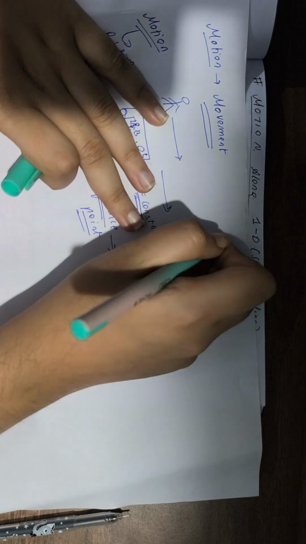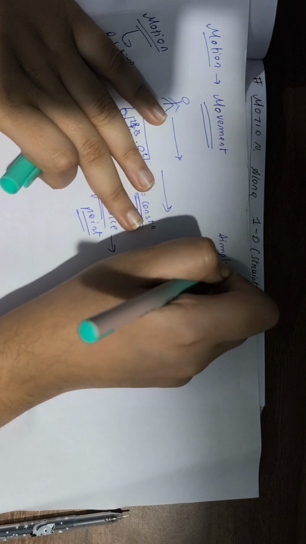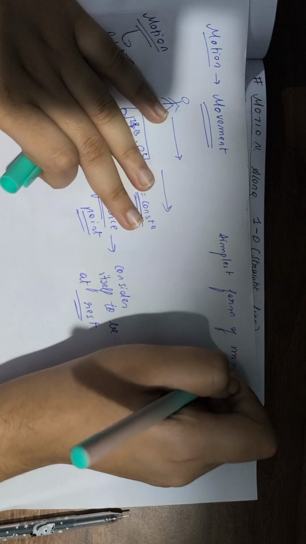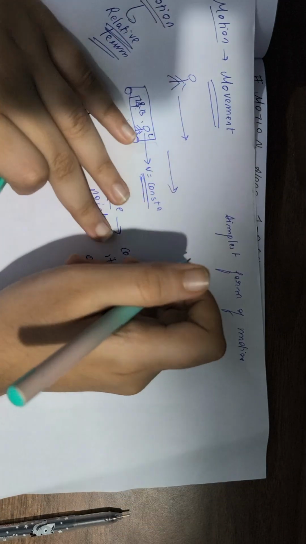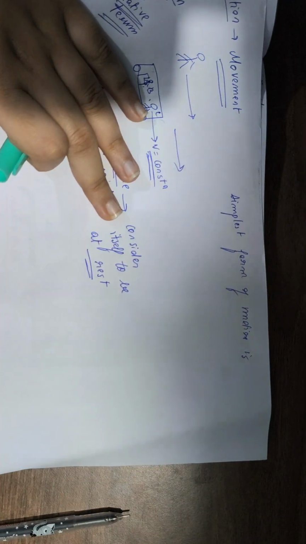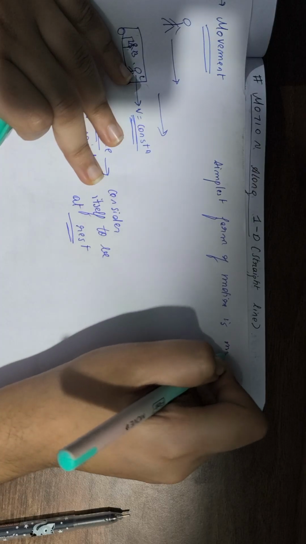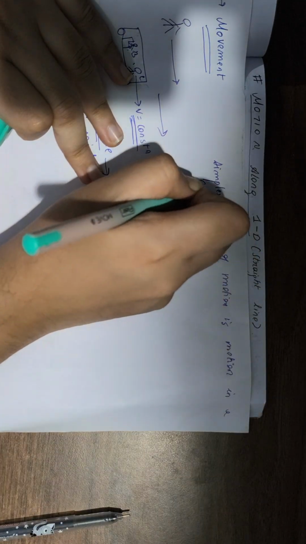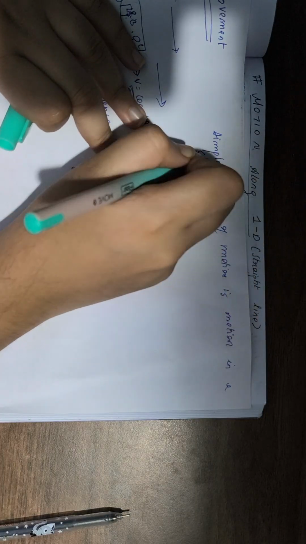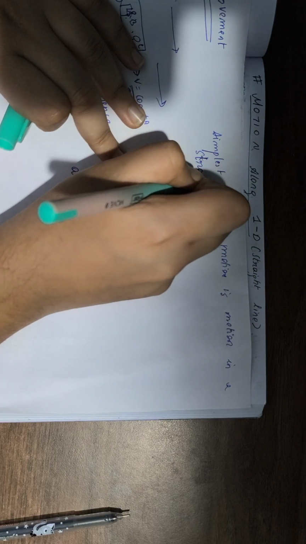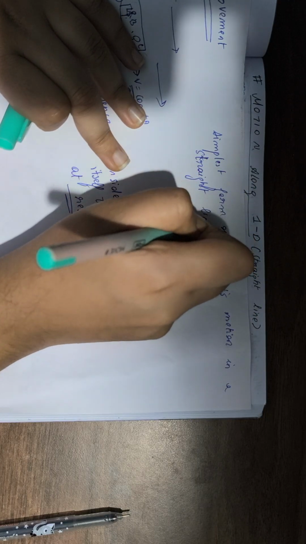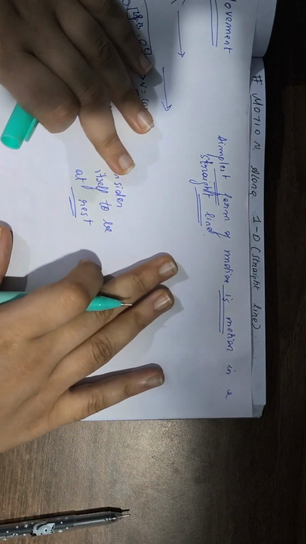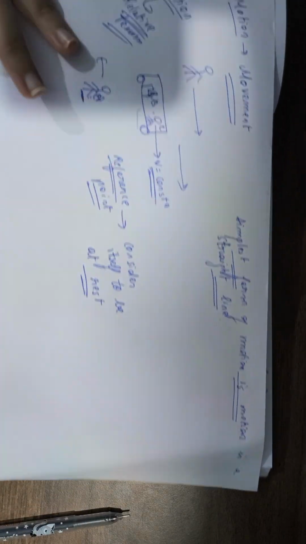So, the simplest form of motion is motion in a straight line. Motion in a straight line is the simplest form of motion.